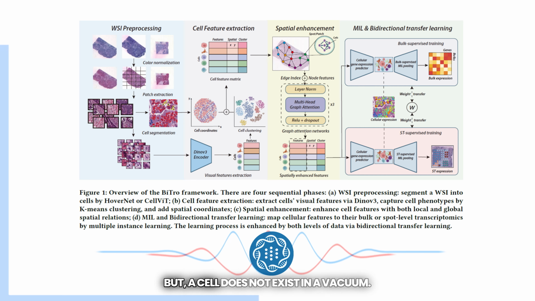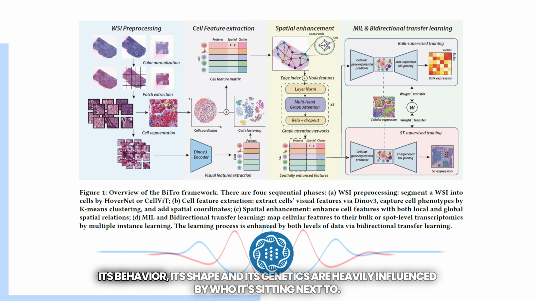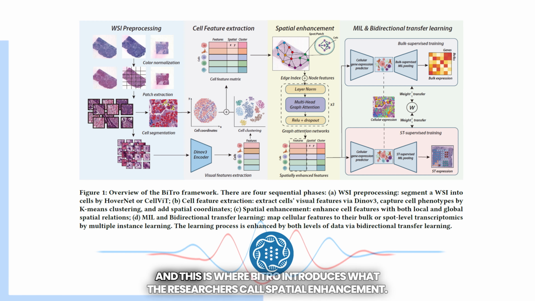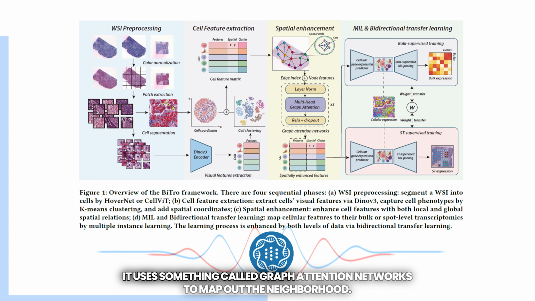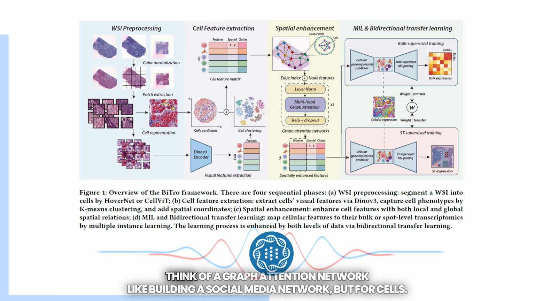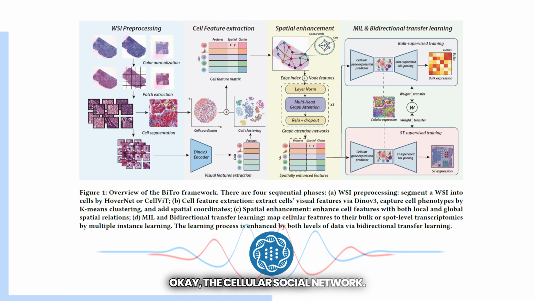Precisely. But a cell does not exist in a vacuum. Right. Its behavior, its shape, and its genetics are heavily influenced by who it's sitting next to. And this is where BiTro introduces what the researchers call spatial enhancement. Yes. I love this part of the paper. It uses something called graph attention networks to map out the neighborhood. Yeah, think of a graph attention network like building a social media network, but for cells. Okay, the cellular social network.